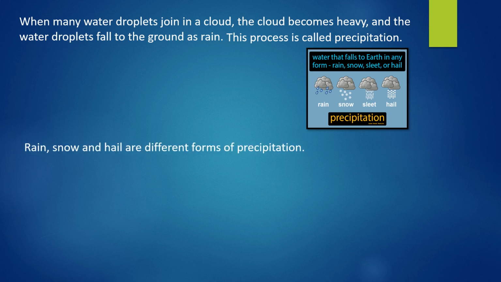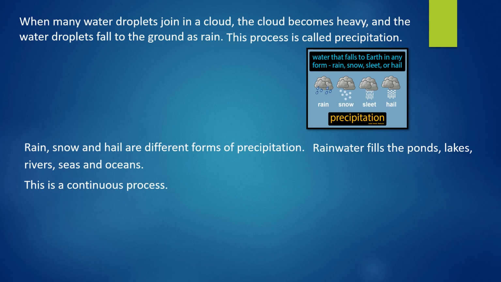Rain, snow and hail are different forms of precipitation. Water falls as snow, sometimes as hailstones, like ice stones, and water drops as rain. Rainwater fills the ponds, lakes, rivers, seas and oceans. This is a continuous process. It is happening all the time. Now also it is happening.